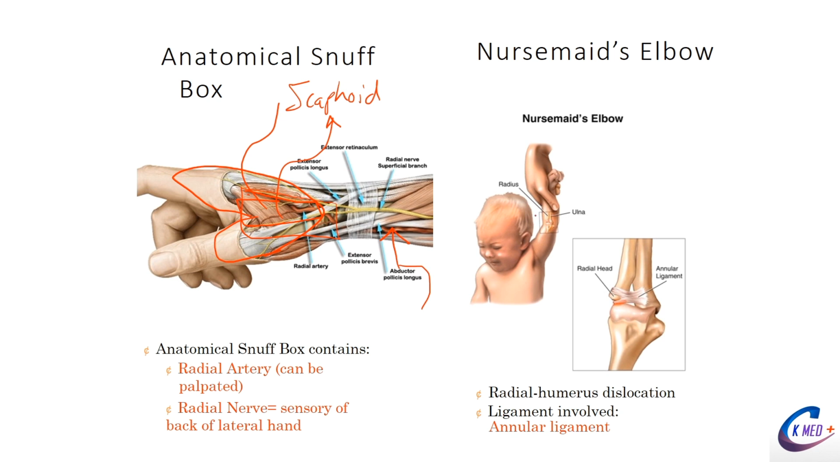But when we yank this, it pulls the radial head, which is right here, out of this annular ligament, and this is called a radial humerus dislocation, and the ligament that is involved is your annular ligament. Now, as far as treatment for this, you can wait to learn that in year 2.